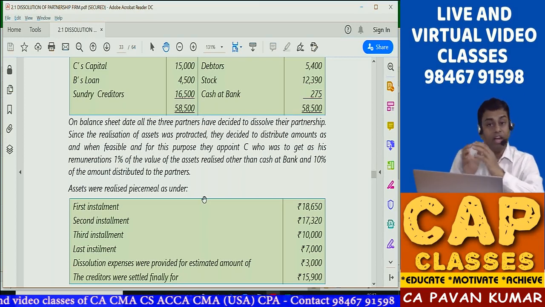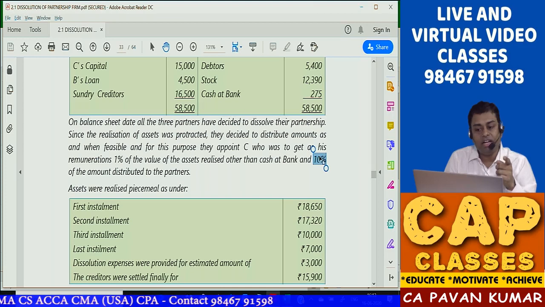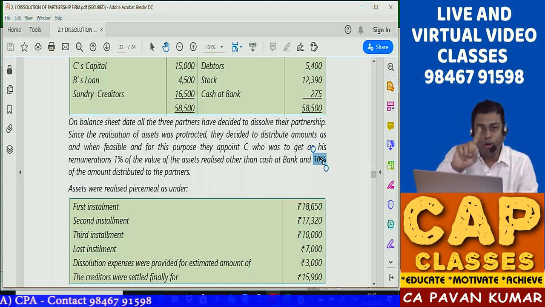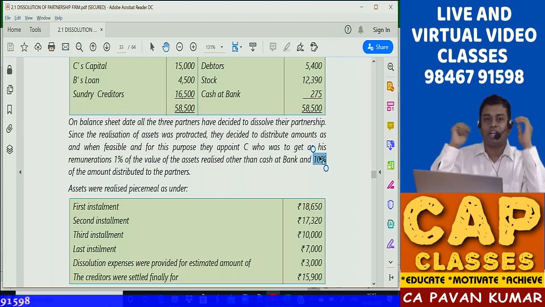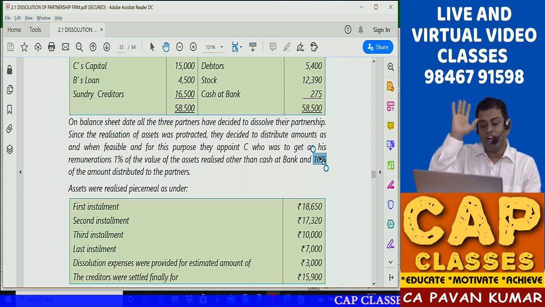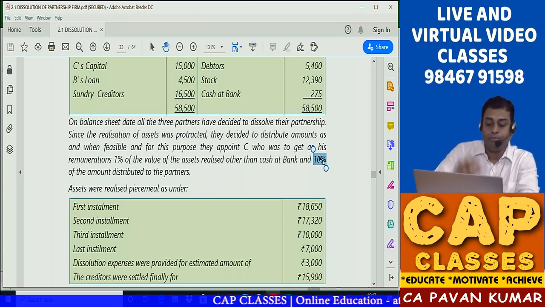Now if you get 100 rupees, can I calculate 10% of 100 rupees and distribute the remaining 90? No, it is not on the realization basis, it is on the distribution. That means 100 rupees must be equal to 110%. So what you need to do is multiply by 10 by 110. Don't worry, I will explain. If you understand the concept, very good. If you do not understand, I will explain.